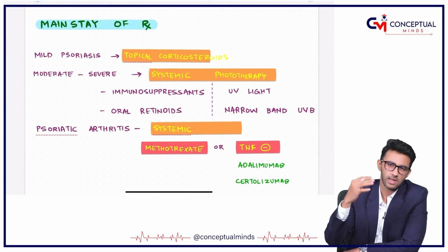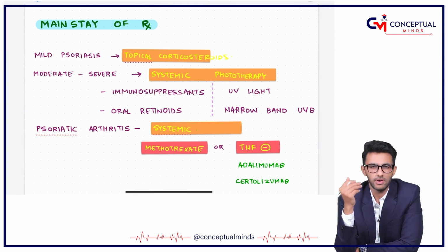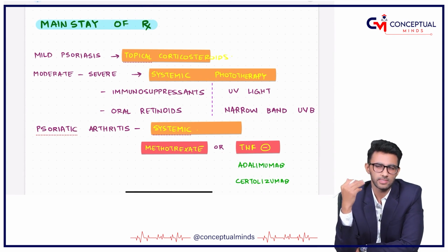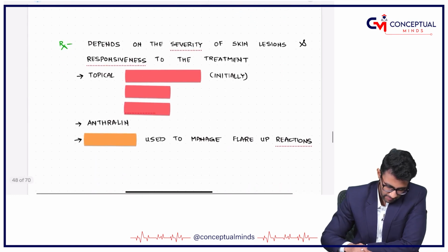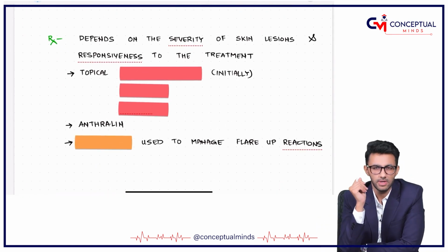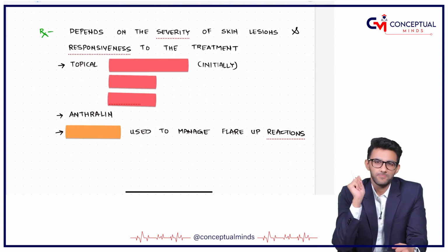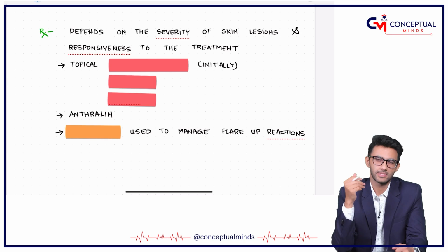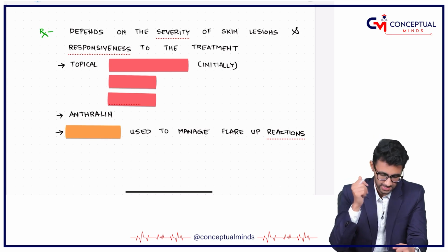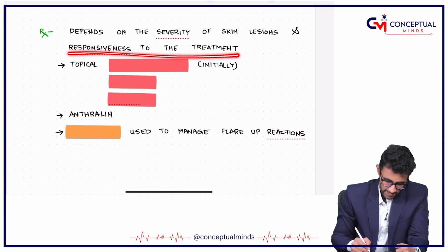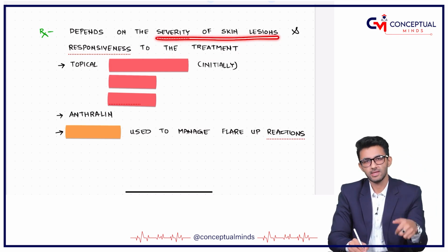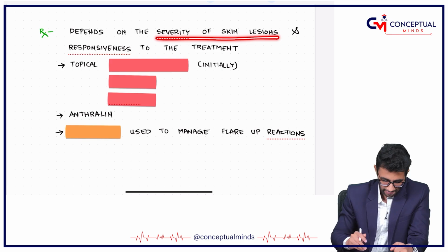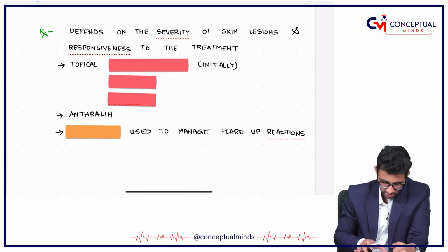So in mild, moderate, severe or arthritic psoriasis, what are we going to give? So that's there. And now let us discuss more about the treatment. First of all, we have to see the responsiveness of the patient, how well the patient is responding to our treatment. That is one thing, and it also depends on the severity of the lesions, as we discussed earlier as well. So what do we have to offer to the patient initially?